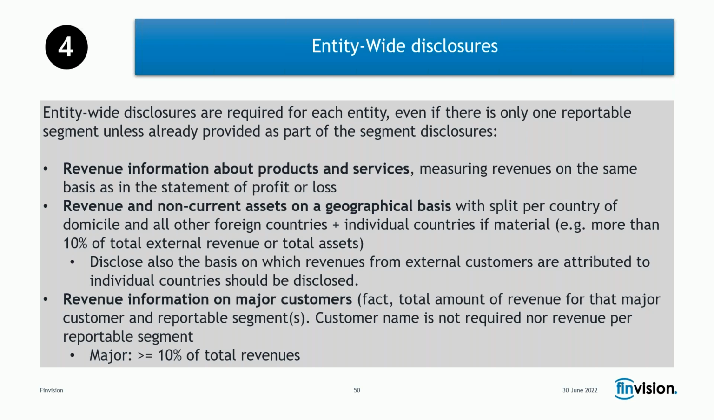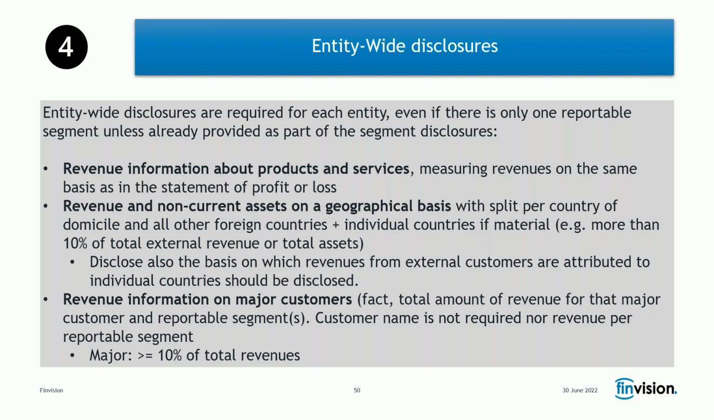And then finally, we have the entity-wide disclosures. Even if you have one segment, you need to disclose them anyway, always. And these are 3 levels. It's the revenue information about products and services. I'm sure this is also one of the requirements in IFRS 15, so this will be aligned. Not necessarily will this be part of the IFRS 8 disclosure note, but maybe part of the IFRS 15 disclosure note. It doesn't matter in which note you mention it, it should just be disclosed.